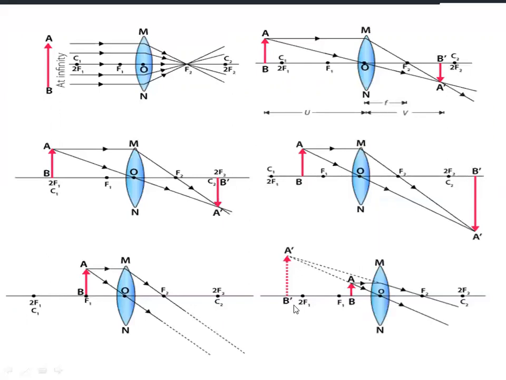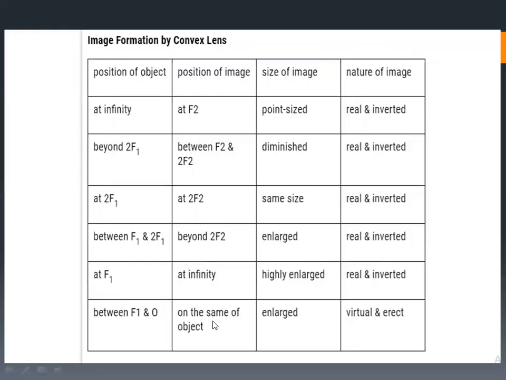Between F1 focus and the optical center, if the object is kept, the image is formed beyond 2F1, on the same side as the object. An enlarged image that we can get. It is virtual and erect. Okay. And image formation of the concave lens we will see in the next video. Thank you.